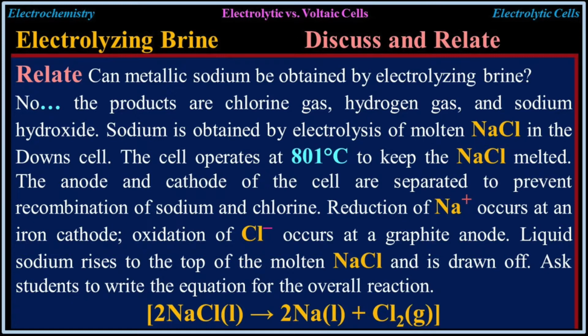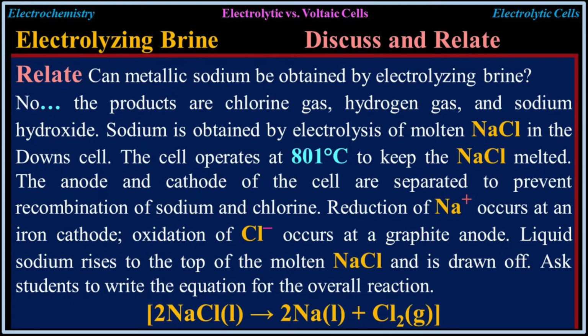The cell operates at 801 degrees Celsius to keep the sodium chloride melted. The anode and cathode of the cell are separated to prevent recombination of sodium and chlorine. Reduction of sodium ions occurs at an iron cathode. Oxidation of the chloride ion occurs at a graphite anode. Liquid sodium rises to the top of the molten sodium chloride and is drawn off.